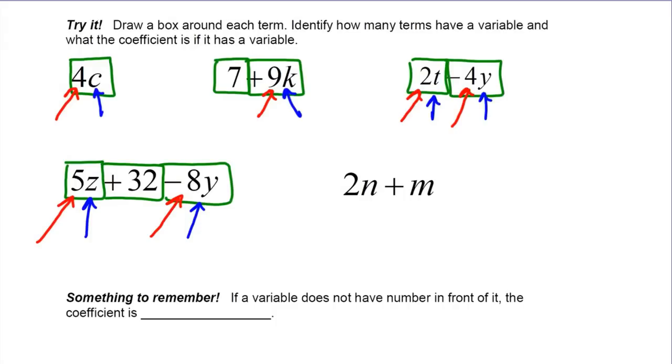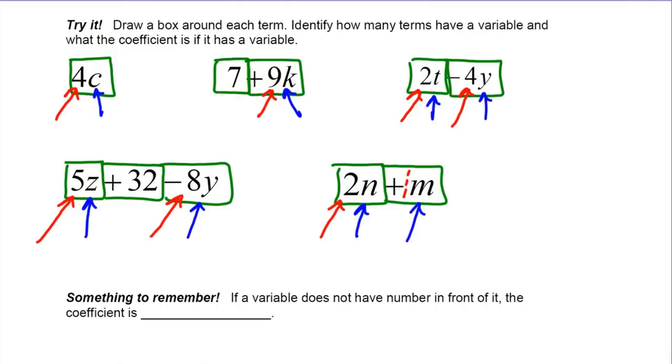And then the last one, 2n plus m. There are 2 terms in this expression, 2n and plus m. They both contain a variable. n is the variable in the first term, and m is the variable in the second term. So what are the coefficients in this expression? The coefficient of the first term is 2, but what is the coefficient of the m? Now, some might say 0 because there's nothing in front of it. Some might even say the plus sign is the coefficient, but there actually is a coefficient here, and it is not 0. It is actually an invisible 1.